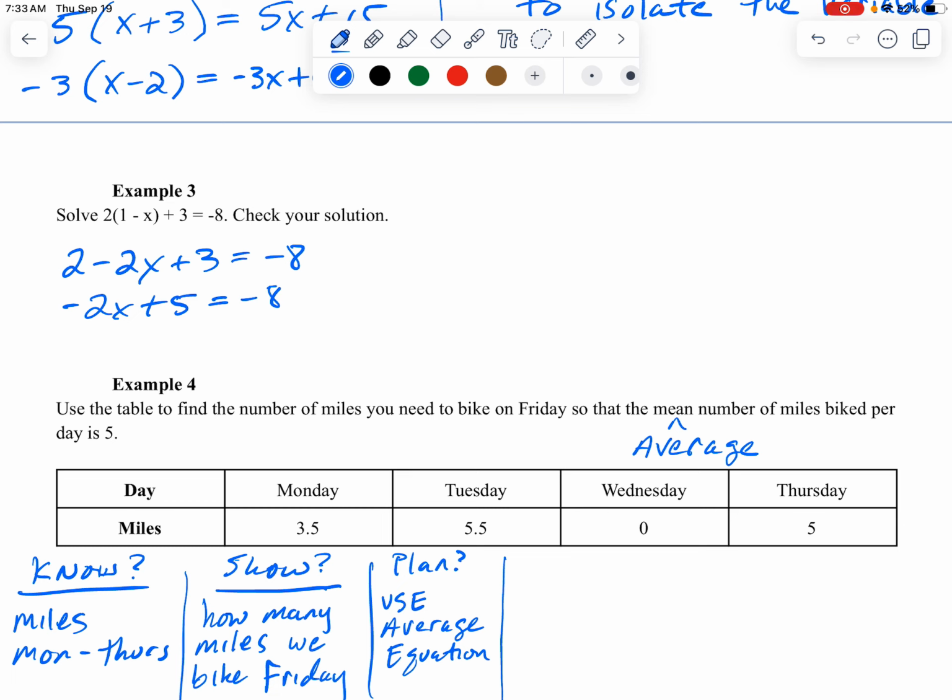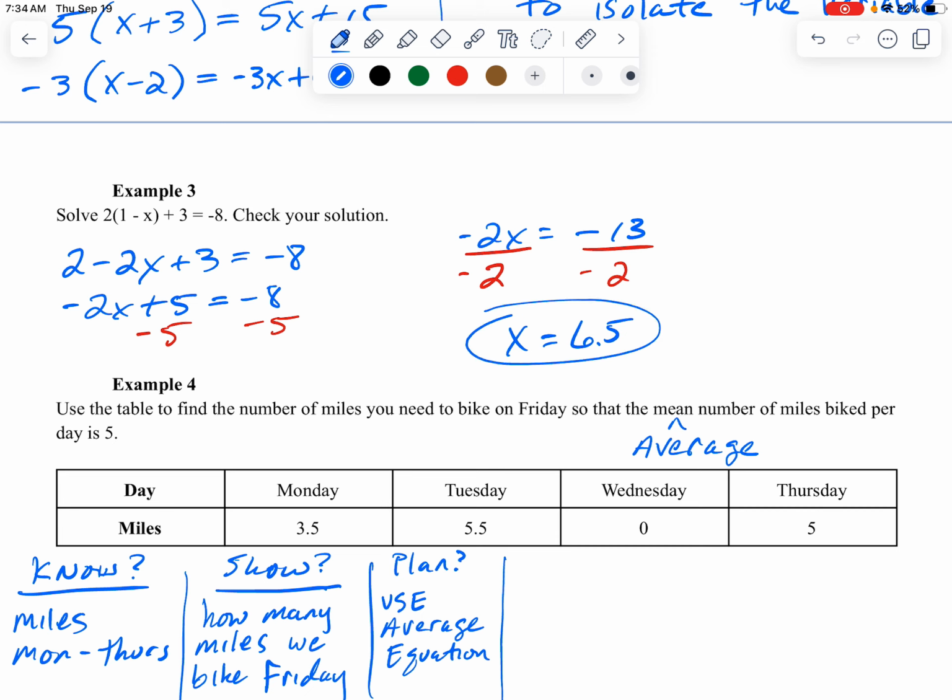And now we're right back to that two-step process. I can subtract 5 from both sides. I'm going to have to move over here for a little bit of room. So negative 2x equals negative 13. Divide by negative 2, and we end up with x equals 6.5. Okay, and if that's a little quick for you, pause it, take a second to get what's happening here, and then look over that again.